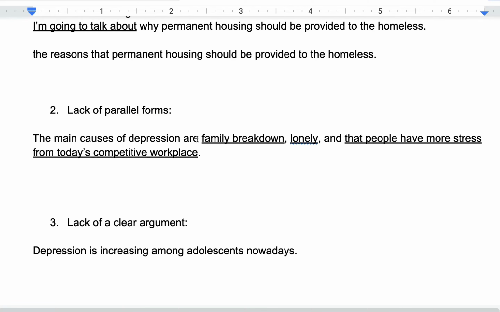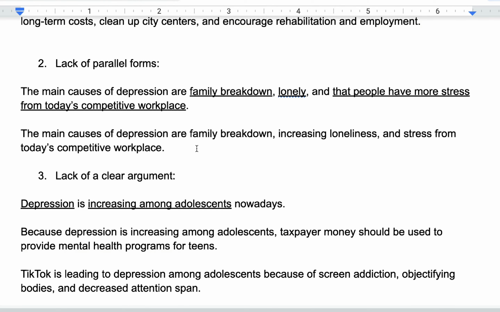We want to look and say, which type of grammar should we have here? Well, we're talking about causes, so probably we're going to have nouns. So we can say the main causes of depression are family breakdown, and then we need to change these to noun forms. Let's see how to do that. The main causes of depression are family breakdown, increasing loneliness, and stress from today's competitive workplace.